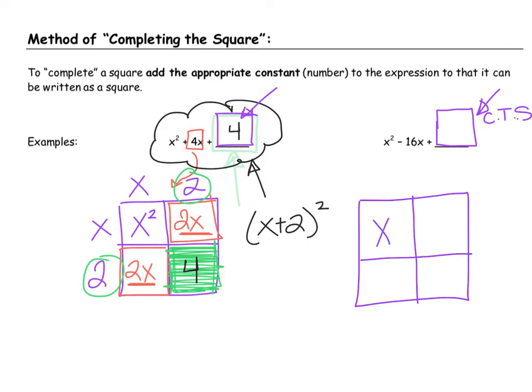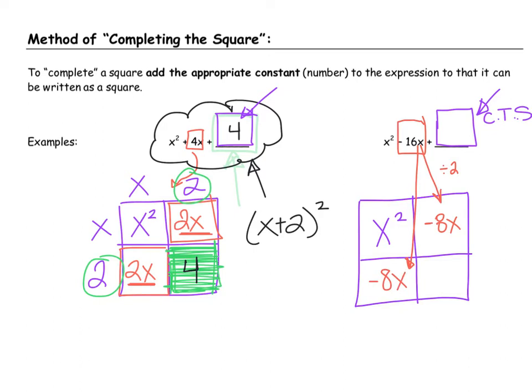We know this is x squared, and we need to take this x term of negative 16x and split it evenly between those two boxes that hold the x terms. So I'm really dividing this negative 16x by 2. And when I divide it by 2, I get negative 8x in each of these boxes.